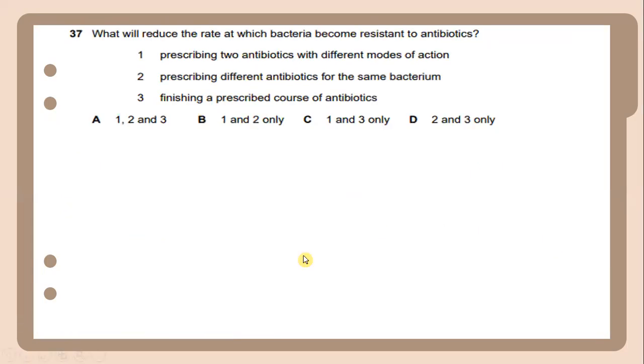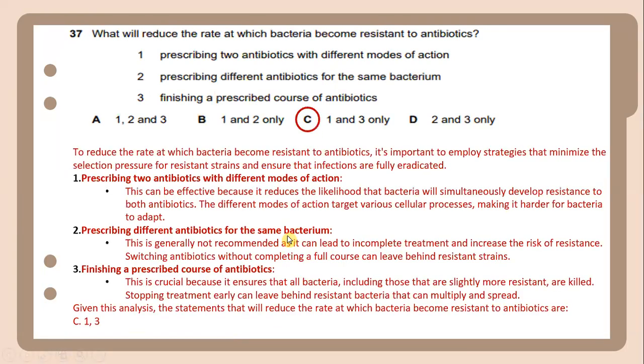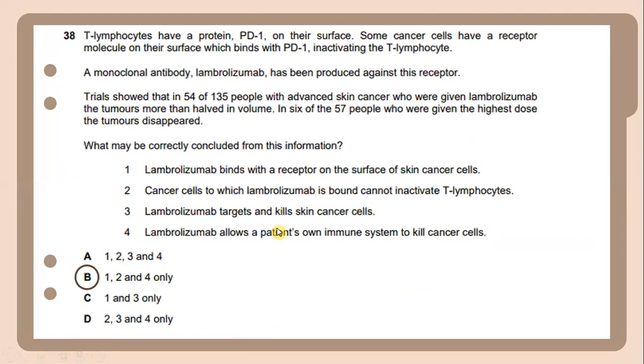What will reduce the rate at which bacteria become resistant to antibiotics? The answer will be prescribing 2 antibiotics with different modes of action. And number 3 is finishing a prescribed course of antibiotic. The answer will be C.